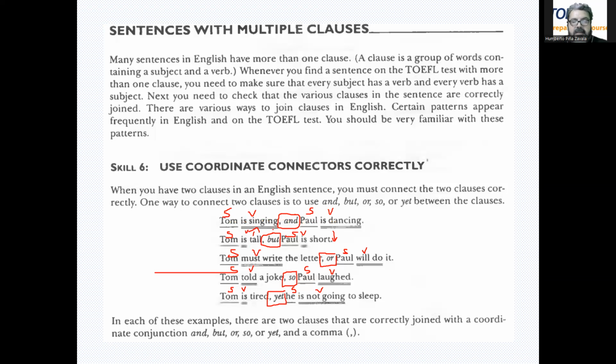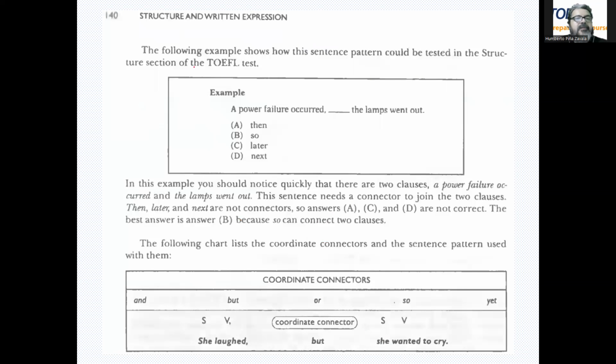These two sentences are connected with one of these coordinate connectors, right? And they're always preceded by a comma, and they're always in the middle. In each of these examples, there are two clauses that are correctly joined with a coordinate conjunction, and, but, or, so, yet, and of course, the use of the comma. Here, the whole example shows how this sentence pattern could be tested in the structure section of the TOEFL test.